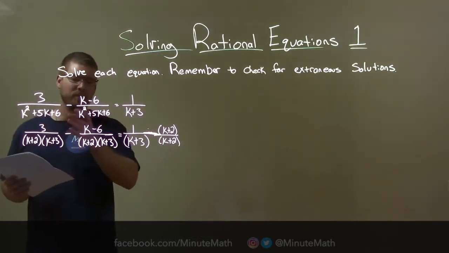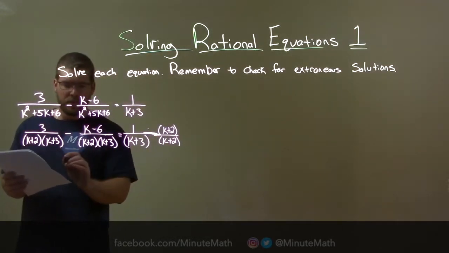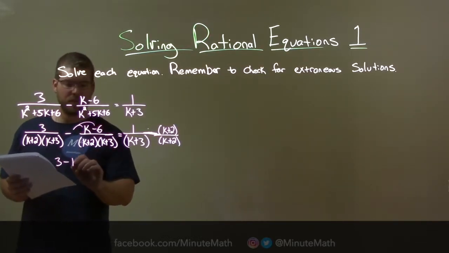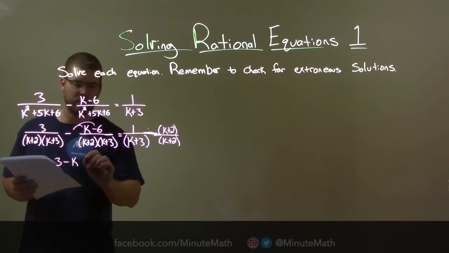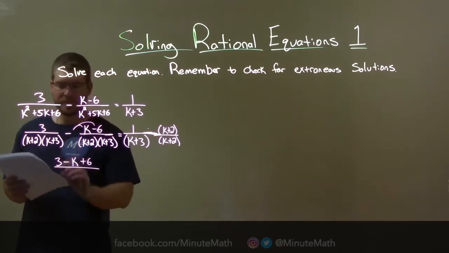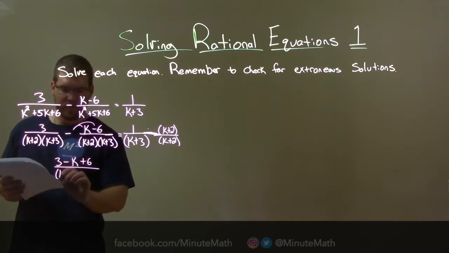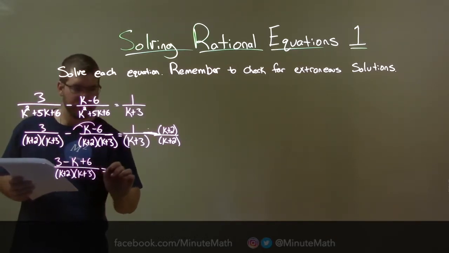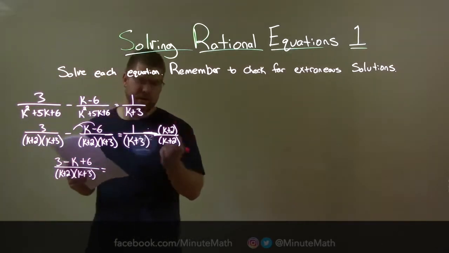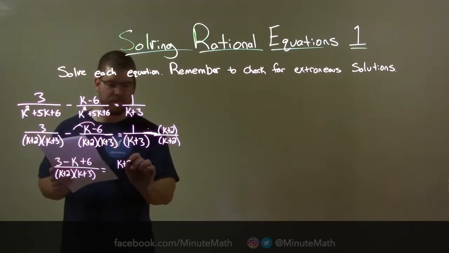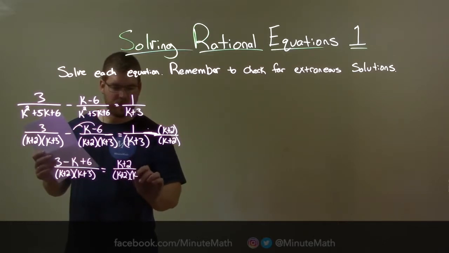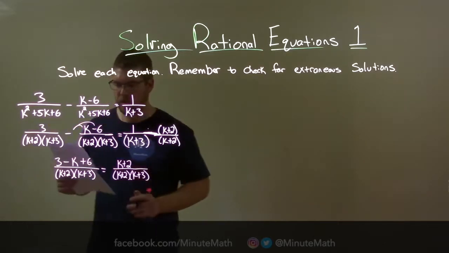Since we have the same denominator, we can add and subtract the numerators. So we have 3 minus, make sure you distribute the minus sign to both parts, minus k, and then minus a negative is adding a positive, plus 6. Over the denominator, just the same: k plus 2 times k plus 3, equals the right-hand side, multiplying that out, just put k plus 2 up top, over, now I can rearrange it so it's the same order, k plus 2 times k plus 3. Doesn't matter.